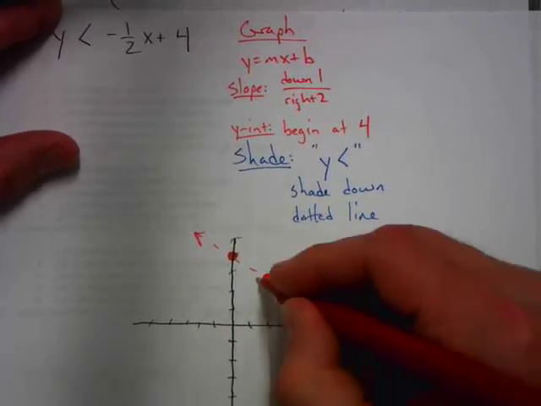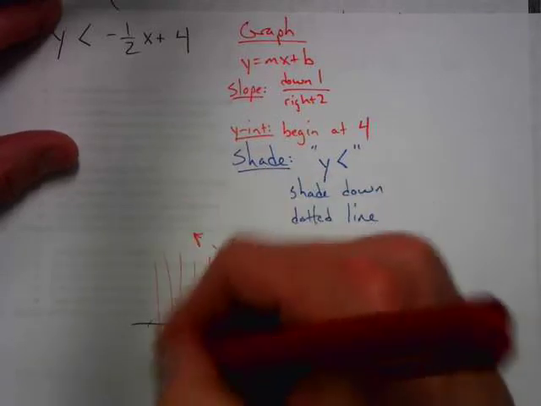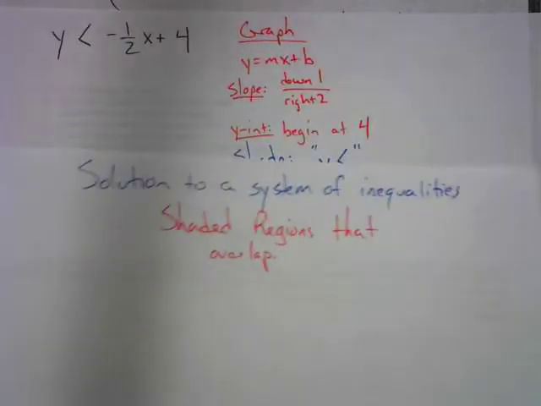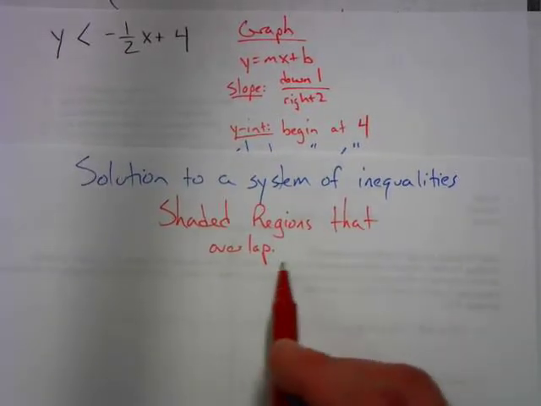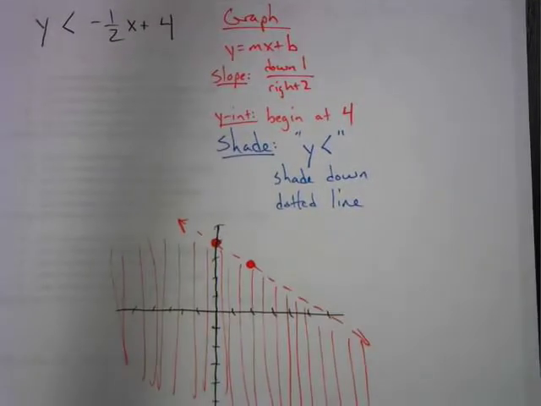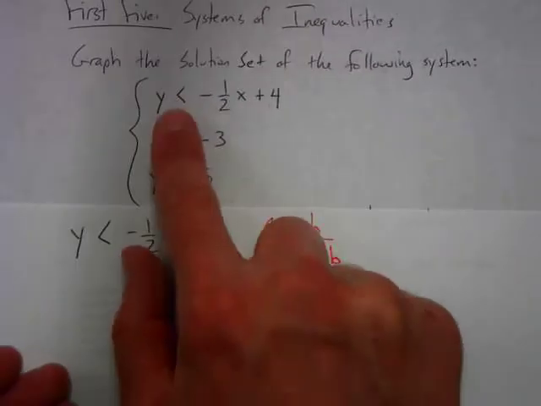because we have to keep in mind what we're looking for. So back to the vocabulary. We're looking for all the shaded regions that overlap. So don't go crazy shading in. We want to keep it nice and light so you'll be able to tell some things later. So all we've done is graph that first inequality, and there it is.